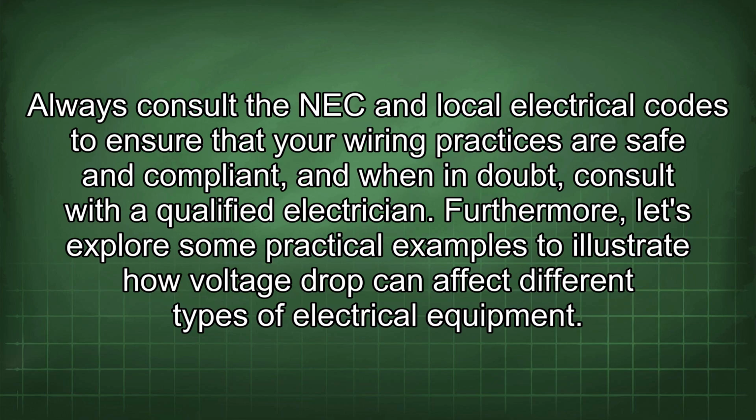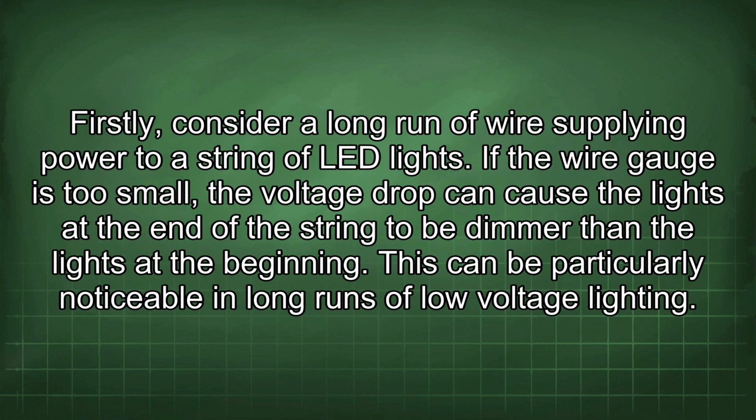Furthermore, let's explore some practical examples to illustrate how voltage drop can affect different types of electrical equipment. Firstly, consider a long run of wire supplying power to a string of LED lights. If the wire gauge is too small, the voltage drop can cause the lights at the end of the string to be dimmer than the lights at the beginning. This can be particularly noticeable in long runs of low voltage lighting.